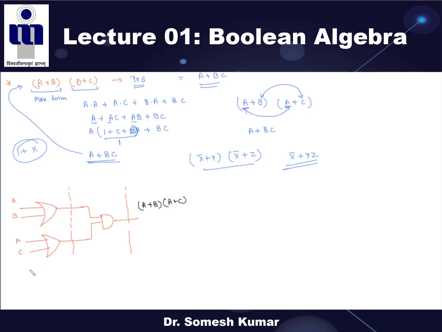This circuit we generally call a two level OR AND circuit. What is the meaning of a two level OR AND circuit? This is a two level circuit, right? So why it is called two level: see, this is your first level, this is your second level, right? Generally in digital electronics, this is one type of gate. This is the OR gate. Means this first level consists of OR gates.